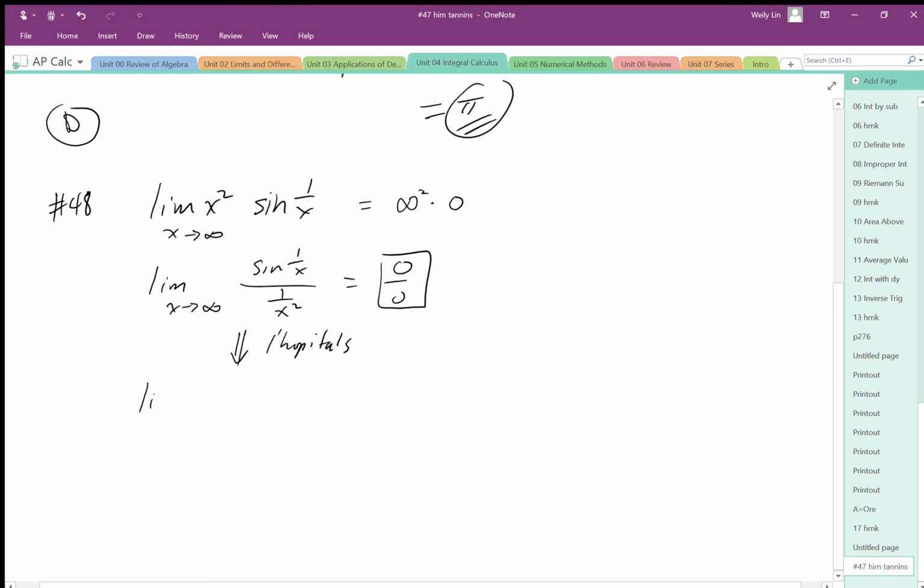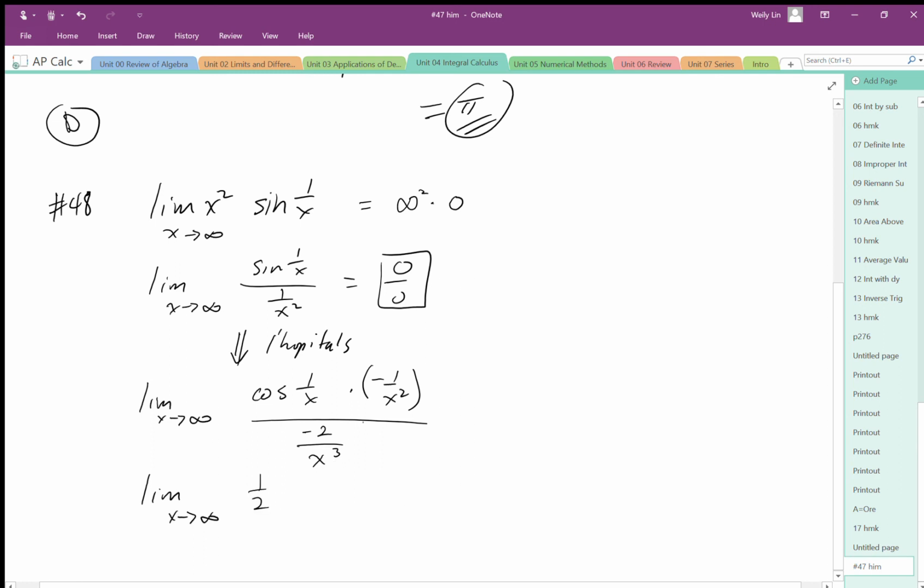So I end up with the limit as x goes to infinity. This is going to be cosine 1 over x times, that's the chain rule, derivative of 1 over x is negative 1 over x squared. The derivative of the denominator is going to be negative 2 over x cubed. So this can simplify out. We end up with the limit as x goes to infinity. The negatives are going to cancel, and I'm going to end up with 1/2.